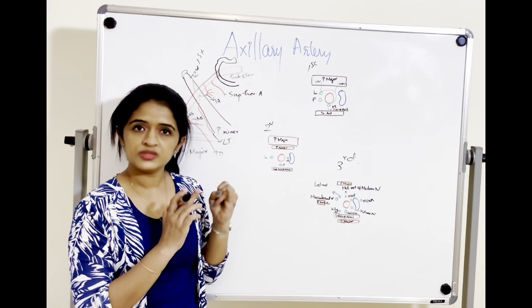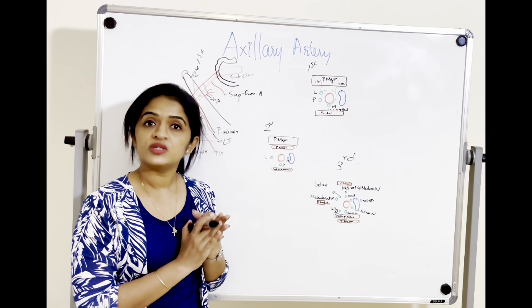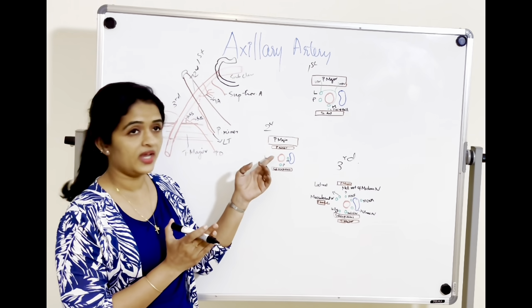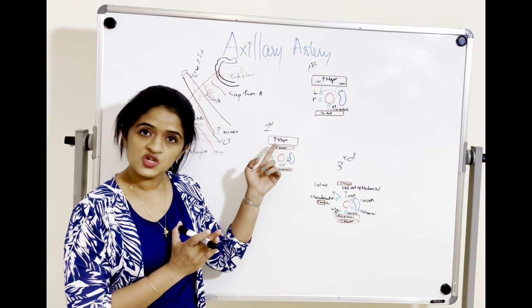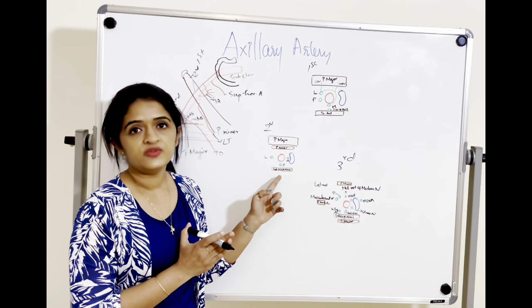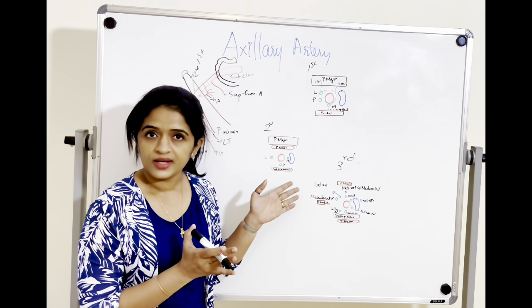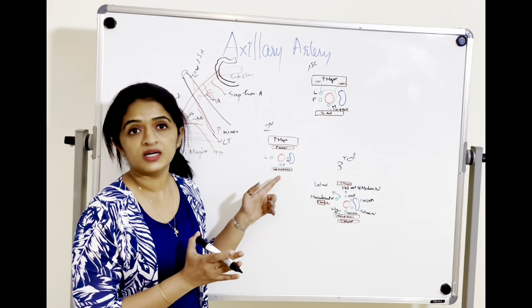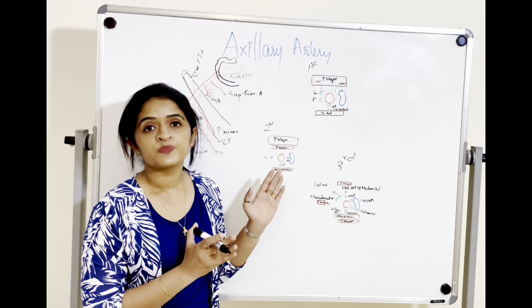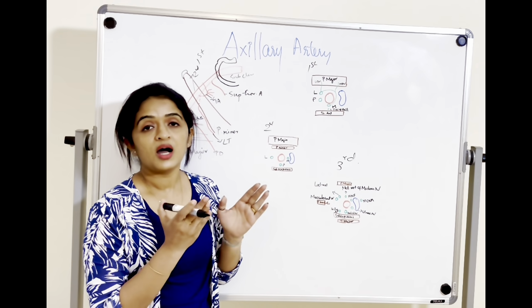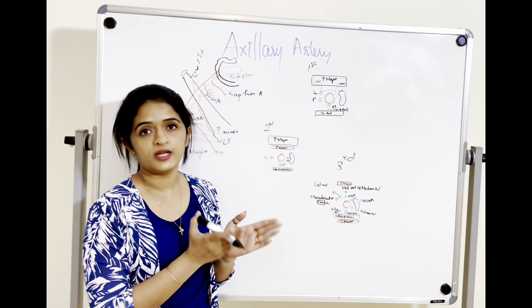So superior relation, skin, superficial fascia, pectoral fascia covering the pectoral muscles, where here we get pectoralis major and minor. Inferiorly we have the subscapularis. Then medially always the axillary vein, and here this is the region where the chords of the brachial plexus are named medial, lateral and posterior.